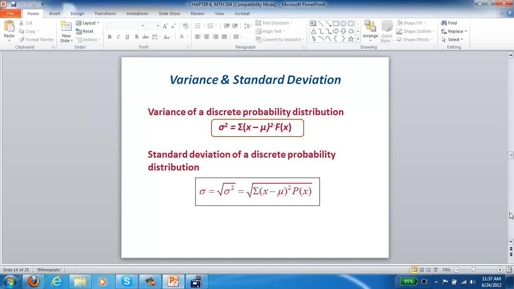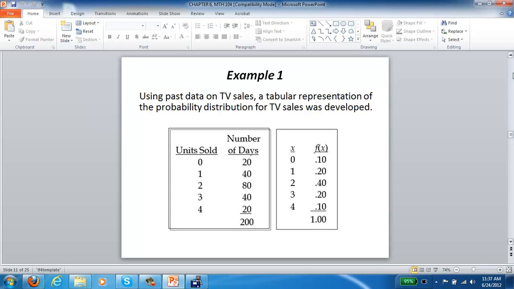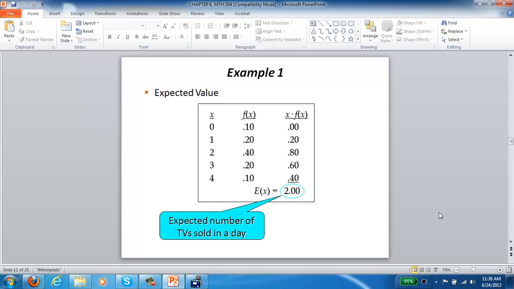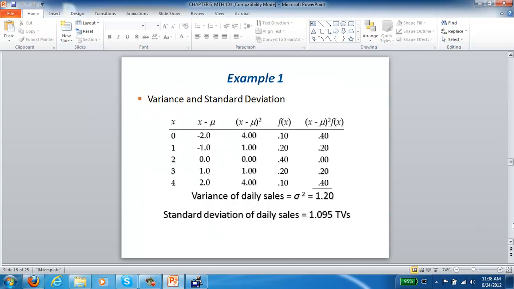So let's see the same example. I'm going to continue with this example. This is the x and this is the f of x, and keep in mind that the mean is equal to 2. So what we do, we calculate x minus mu squared. Actually, if you want, you can skip the second column, but anyway, 0 minus 2 is negative 2, 1 minus 2, and one more time the mean is 2, negative 1, 2 minus 2 is 0, 3 minus 2, 1, 4 minus 2, 2. And then we take the square of these numbers. So 4, 1, 0, 1, 4.